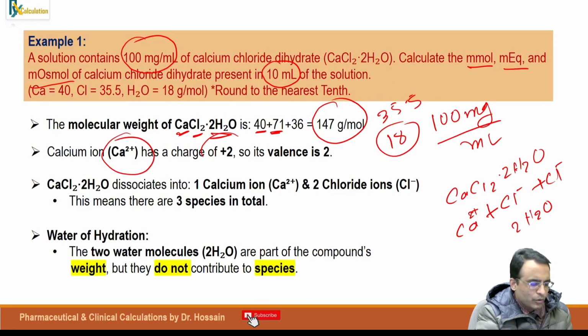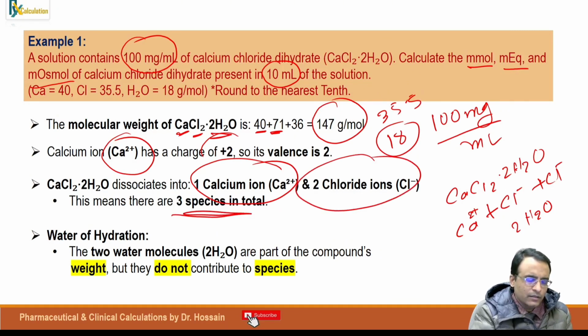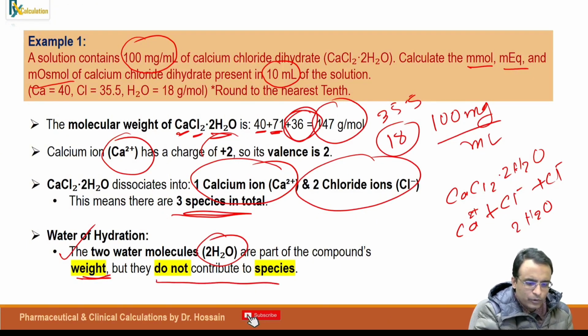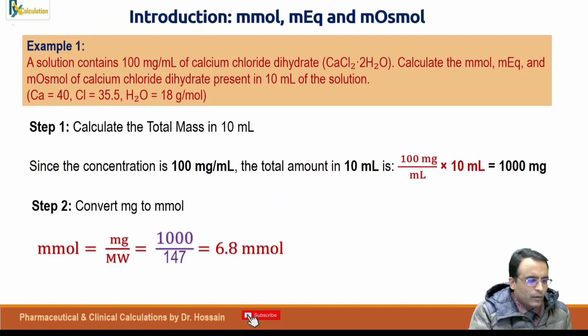You also need to know how to calculate the number of species or number of particles in the preparation. Calcium chloride dihydrate dissociates into one calcium ion and two chloride ions. That means there are 3 species in total. The 2 water molecules are part of the compound's weight, but they do not contribute to the species. Now let's calculate the millimole, milliequivalent and milliosmol.